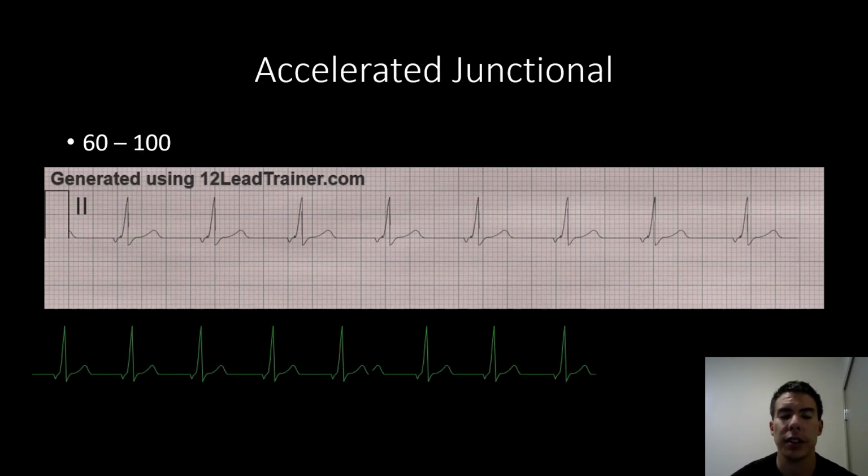Alright, so accelerated junctional, it's going to be the exact same as junctional escape, everything. The only difference is the rate, which will be 60 to 100. So we'll go through it kind of quick just because we already know what we're looking for. So RR intervals, pretty regular, so that tells us this is a regular rhythm. So I'll write that up here. Regular.